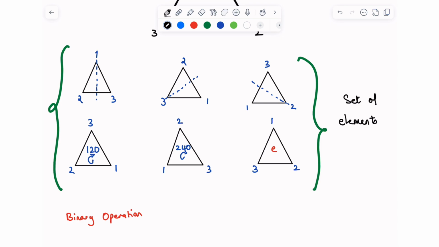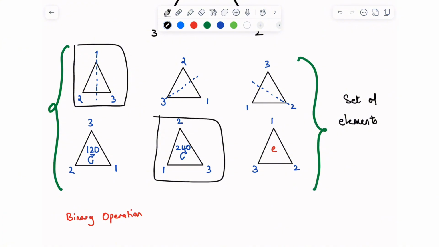Now, a binary operation is just a way to combine 2 random elements. Let's say we pick these 2. It's a way to combine them. Obviously, in this case, it's quite simple. All you do is you take the triangle, let's say we do this first. You would reflect it once, and then you would rotate it by 240 after that. So in this case, the binary operation is just to do the thing on a triangle, whatever action you're doing on the triangle.